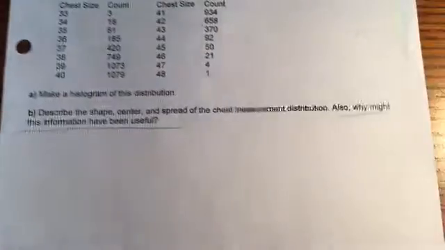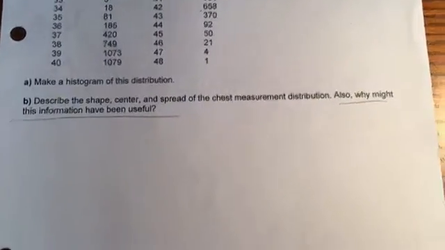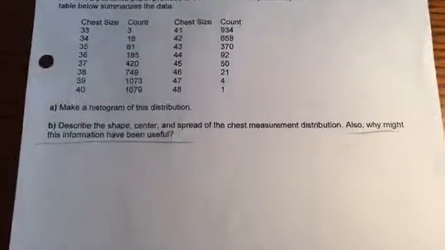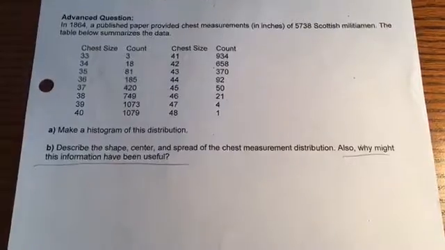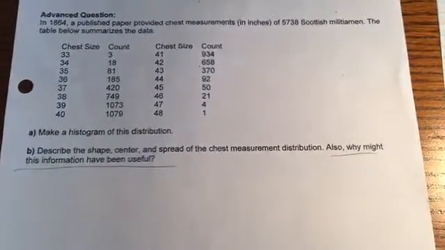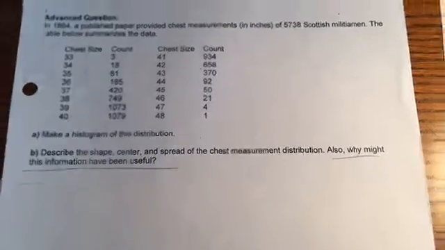The next thing it asks us to do is describe the shape, center, and spread. So pretty much going through SOCS again. And then to think about, why might this information be useful in the first place? Why did these people in 1864 record these chest measurements?